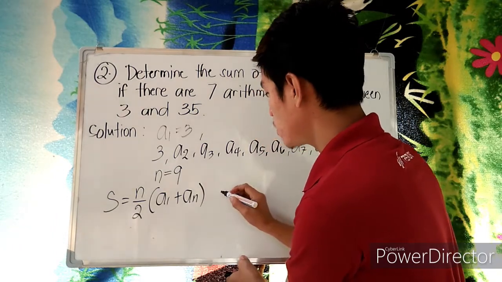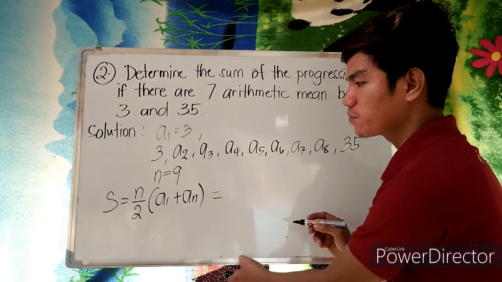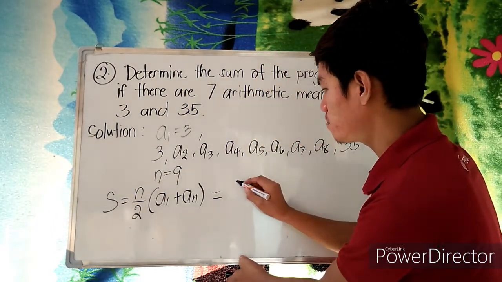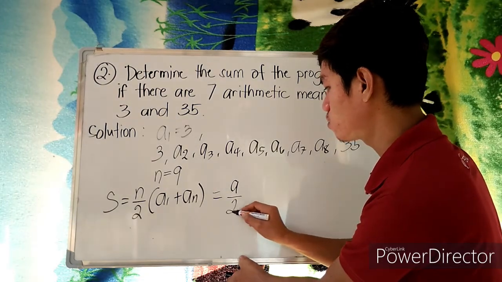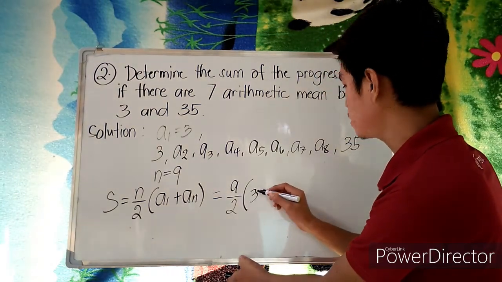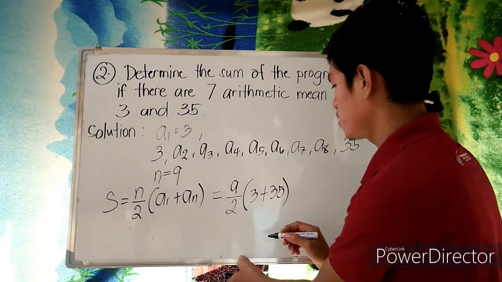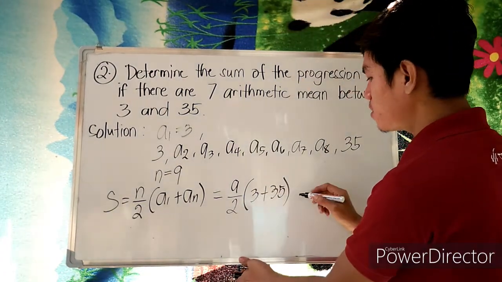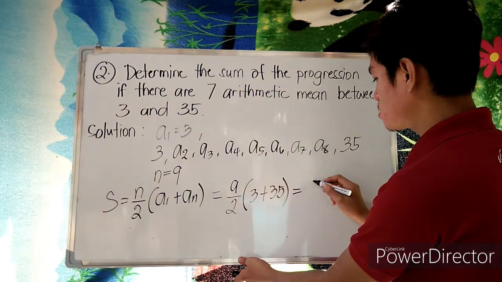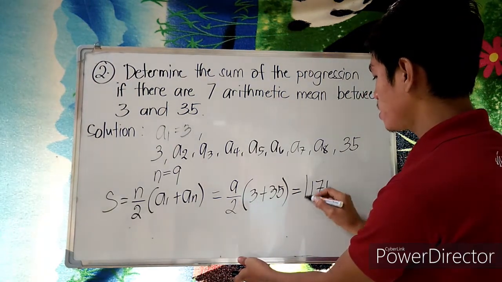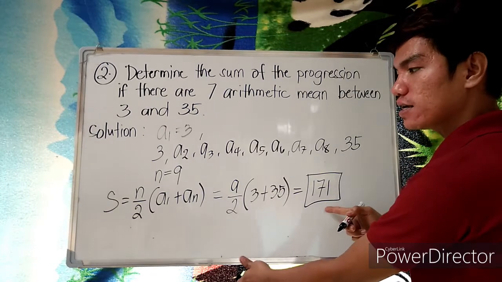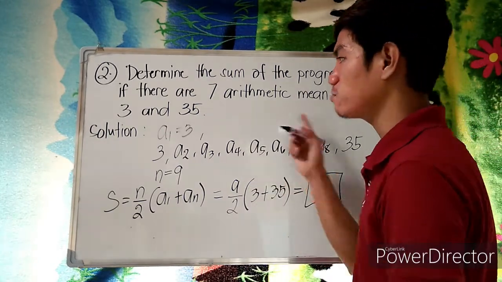So, substitute lang natin yung mga given values. We have 9 over 2 times 3 plus 35. So, solve lang natin to. Makukuha natin is 171. So, ito yung ating summation dun sa arithmetic progression.